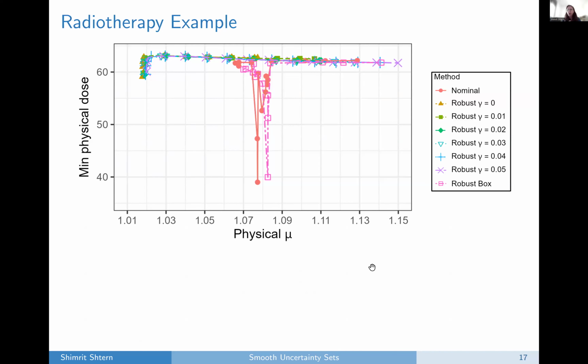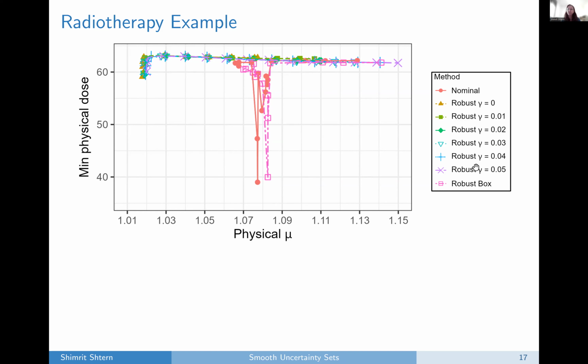So just to show why this is important, here we depict in the radiotherapy example what happens if we use a box uncertainty set versus this kind of smooth uncertainty set. So here we looked at several smooth uncertainty sets. Doesn't really matter because all of them actually perform better. They achieve a lower homogeneity value with a higher physical dose than either the nominal solution and the robust box solution.